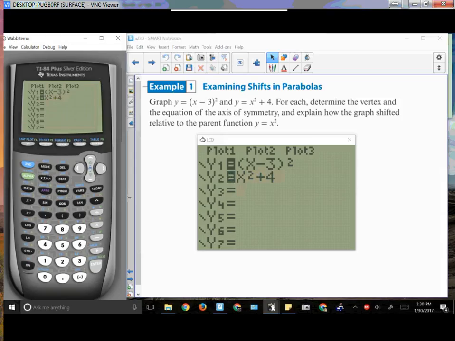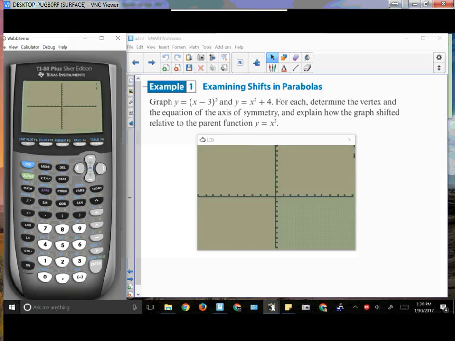And now the last one that we're going to put in here is the parent function. The parent function is the base function for all of these. Everything else gets moved off of that, which is just plain old x squared. So let's watch how these graph out. So we got one over there, that one's there, and we have the original.